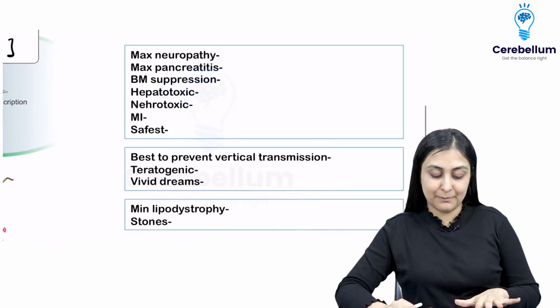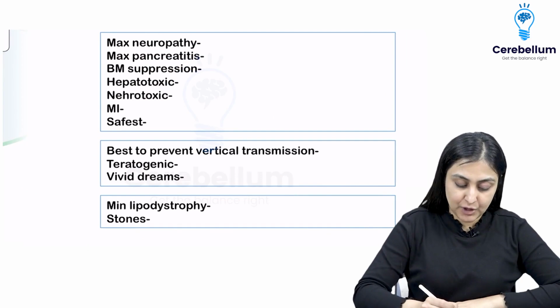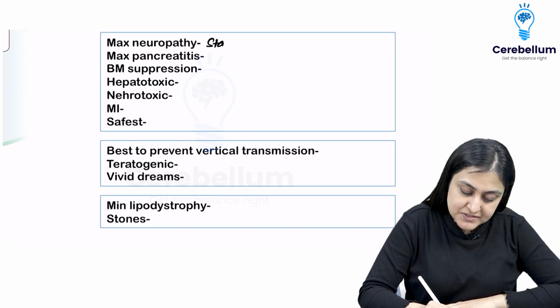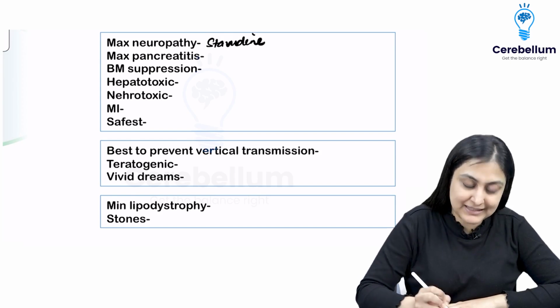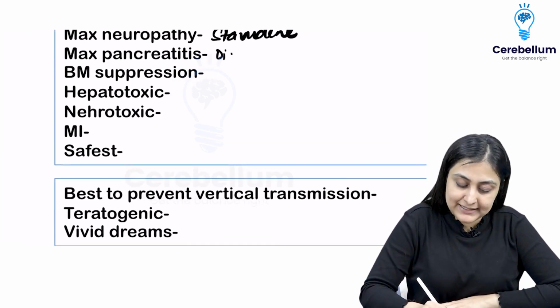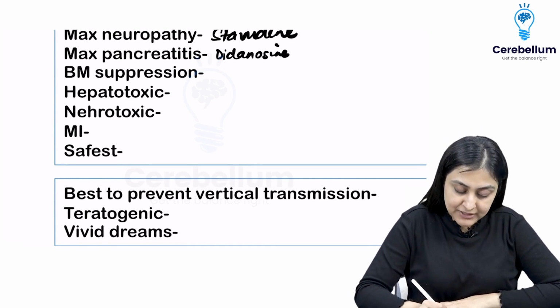Now let's compile the side effects and then I'll tell you the regimens. Okay, so maximum neuropathy, remember, is with stavudine. So stavudine causes the maximum neuropathy. This is an NRTI. Maximum pancreatitis is caused by didanosine. So didanosine, again an NRTI, causes maximum pancreatitis.